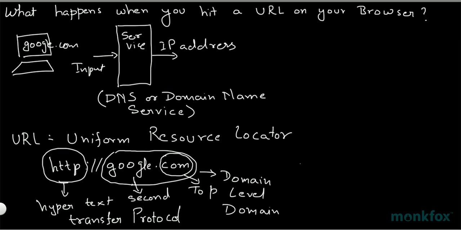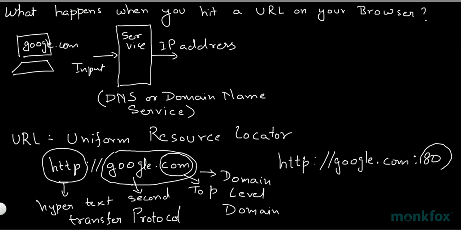Now there is another part which generally is not mentioned anywhere, which is the port number. So ideally you can even change your URL to look something like this, colon 80. This 80 is usually missing, but this is the last part of the URL, which is also called the port number. You need to understand that HTTP protocol always works on port number 80. So that is why it is explicitly not mentioned here.